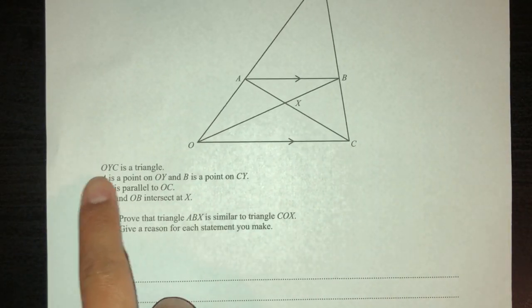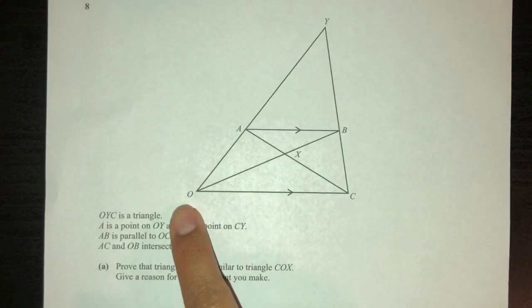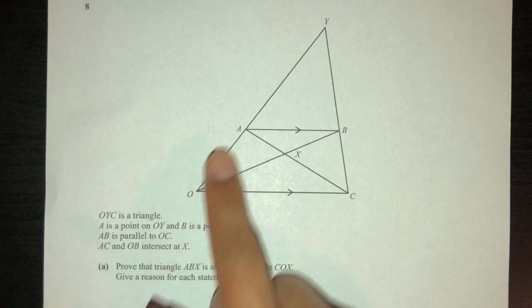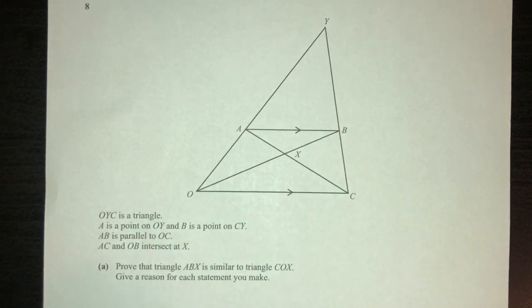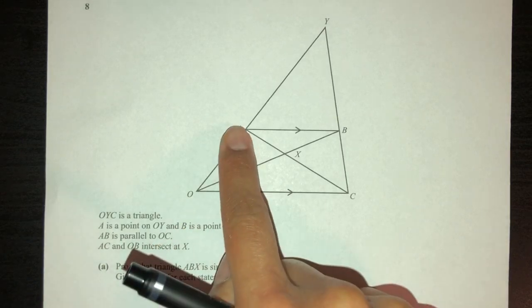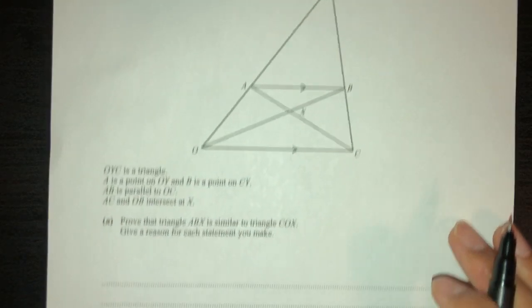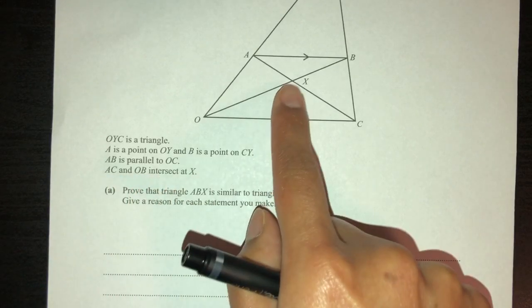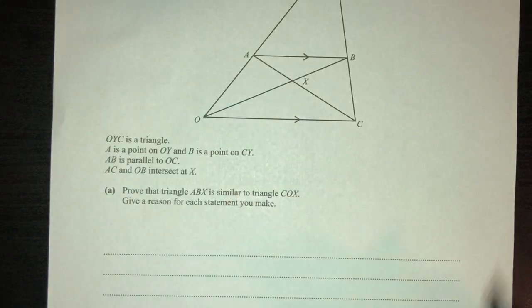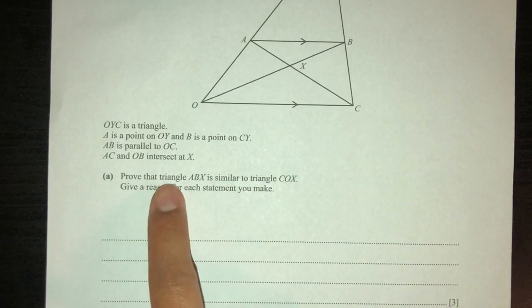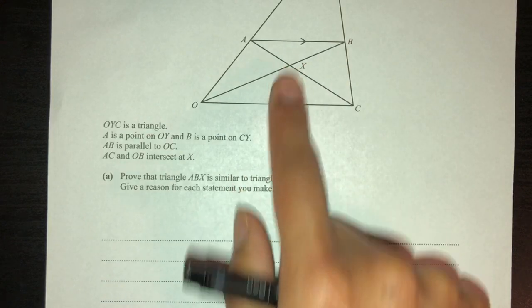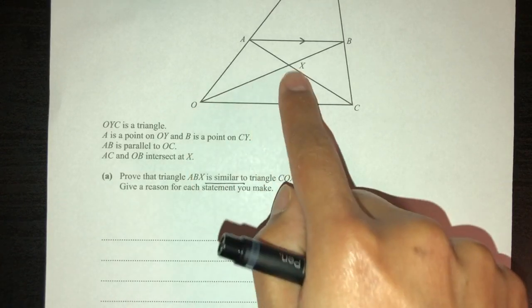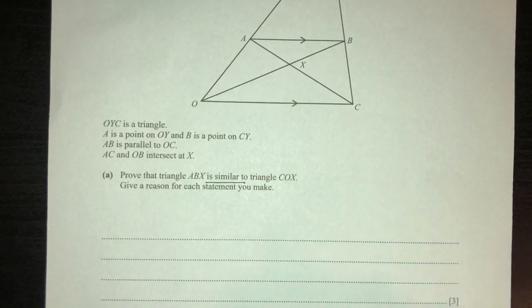So first we have OYC is a triangle. So OYC is the big triangle. Now, A is a point on OY, B is a point on CY, okay? Now we have AB and OC, they are parallel with each other. That's good to know. Now, we have AC and OB intersect at X. As you can see, they both intersect at this point. Now, part one, prove that triangle ABX is similar to triangle COX. So prove that these two triangles are similar with each other.